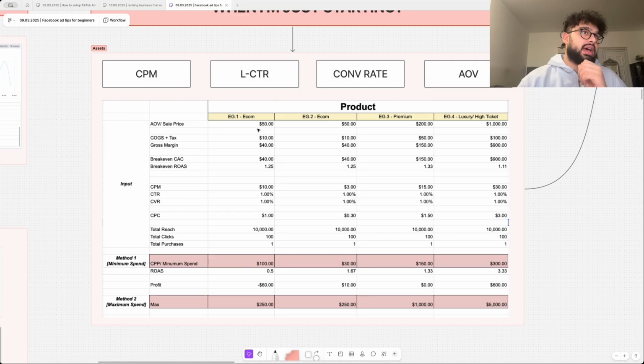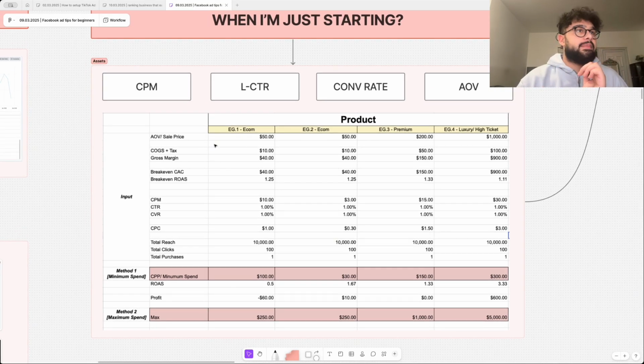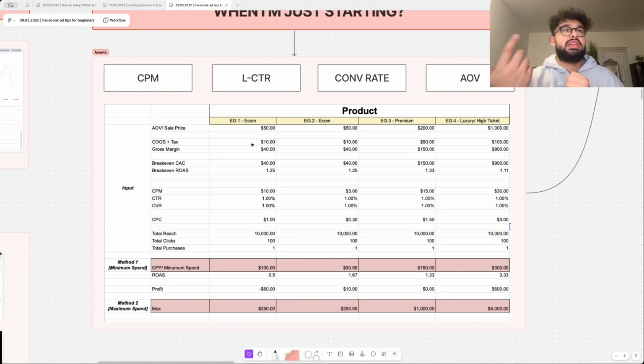Right. So let's assume that for this example, the sale price of your product is $50, right? And the cost of goods is $10 with tax. So you've got $40 of gross margin, okay?